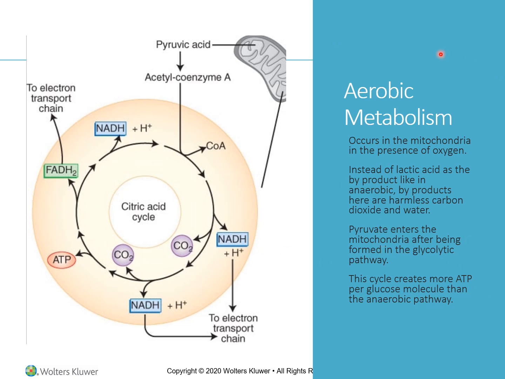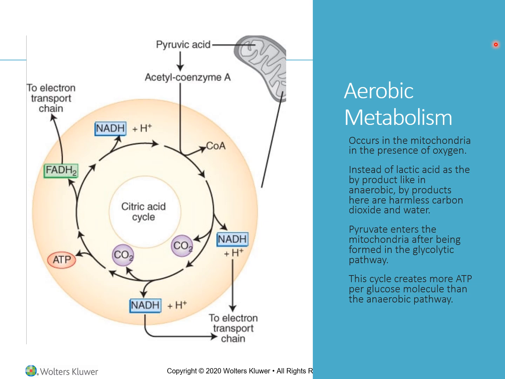Okay, so aerobic metabolism occurs in the mitochondria and it occurs in the presence of oxygen. So instead of lactic acid as that byproduct of glycolysis, like we saw in anaerobic metabolism, our byproducts here are harmless carbon dioxide and water, so we're not producing that lactic acid. And the cycle creates more ATP per glucose molecule than we saw in that anaerobic pathway. So much more efficient.